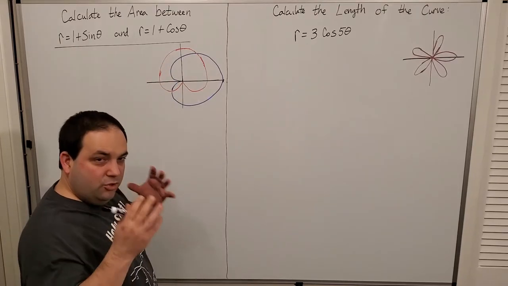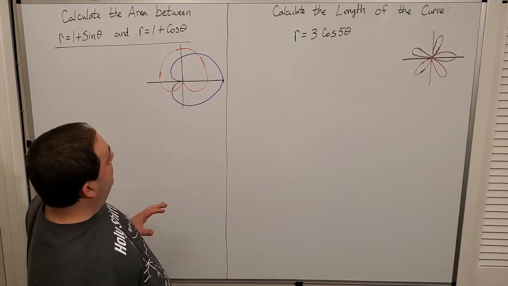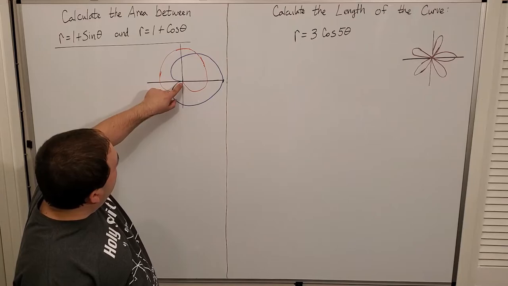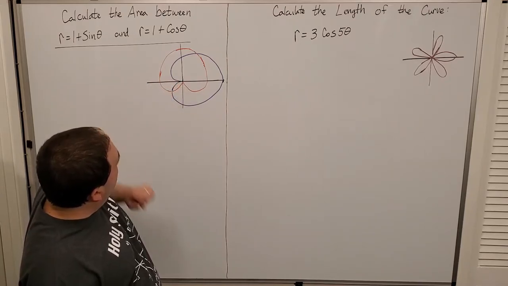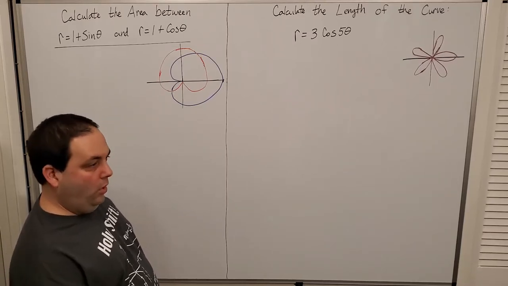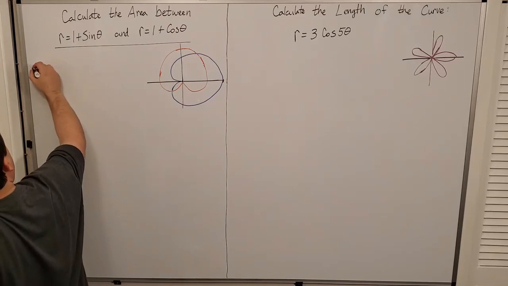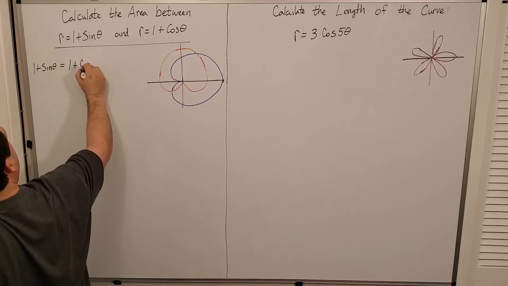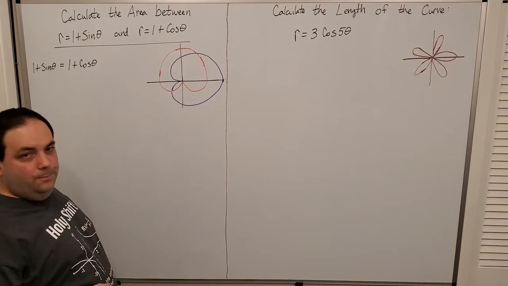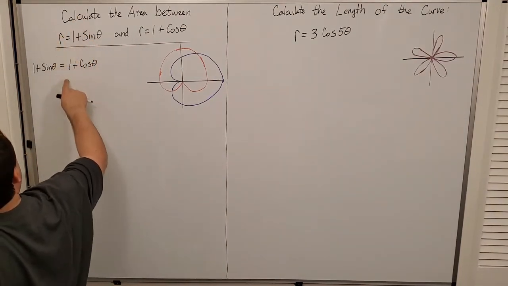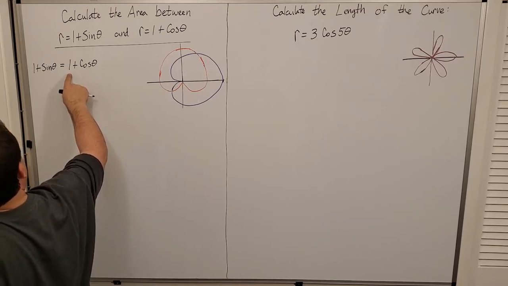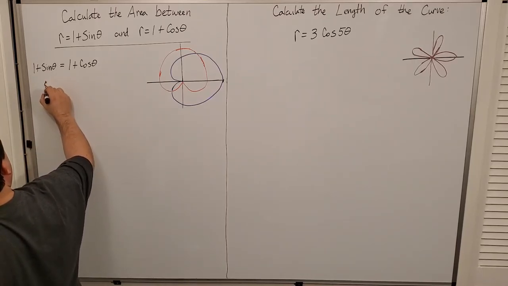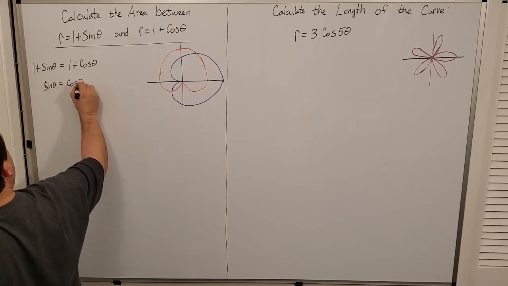So now that I understand the shapes and I was able to get them up here like this, I can actually see that there are three intersection points, right? There's this one, there's this one, and there's this one. Let's solve for the intersection points. So I'm going to let the two r's equal each other. 1 plus sine theta equal to 1 plus cosine theta, like so. Now, of course, I can, right here, subtract the 1 from both sides, and what I'm getting is sine theta is equal to cosine theta.